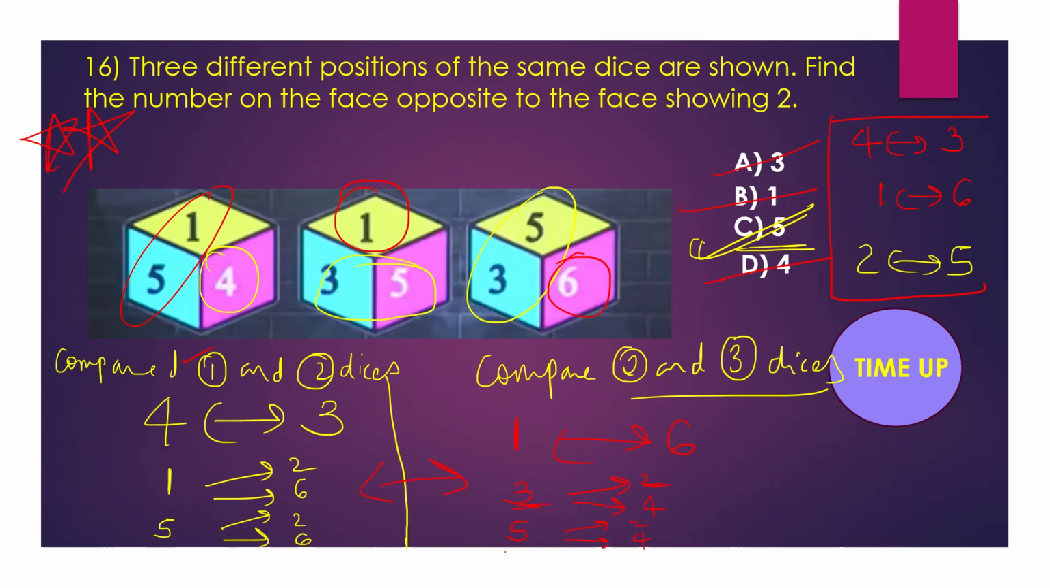From eliminating the option, first we compared the first and the second dice. There we did not get the answer. Then we compared the second and the third dice. Still we are not getting the answer. But definite opposite pairs you can get and from that you can eliminate the options. 4 के साथ ऑलरेडी पेयर हो गया 3. ओके सो 3 एलिमिनेट हो गए यहाँ से बिकॉज वी वांट द ऑपोजिट ऑफ 2. 1 के साथ पेयर हो गया 6, so 1 is eliminated and 4 is also eliminated from the option. So what is left? 5 is left.